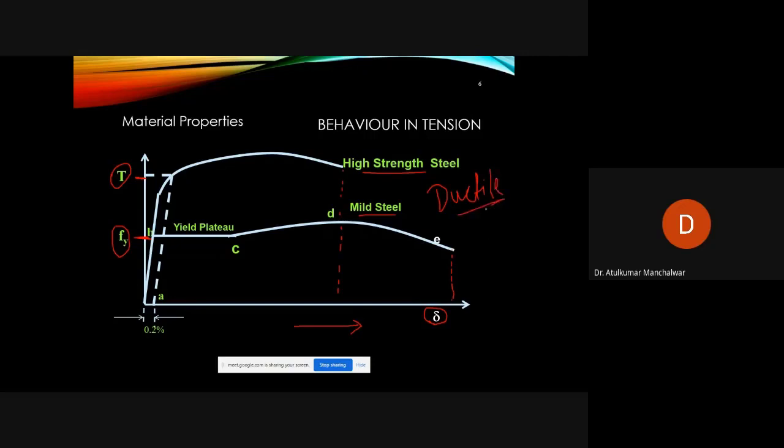Okay, ductile structure. Steel should be ductile in nature. So this shows the material property of the steel. Mild steel and high strength steel, both types of steel we can use in the steel structure depending on the purpose and use.